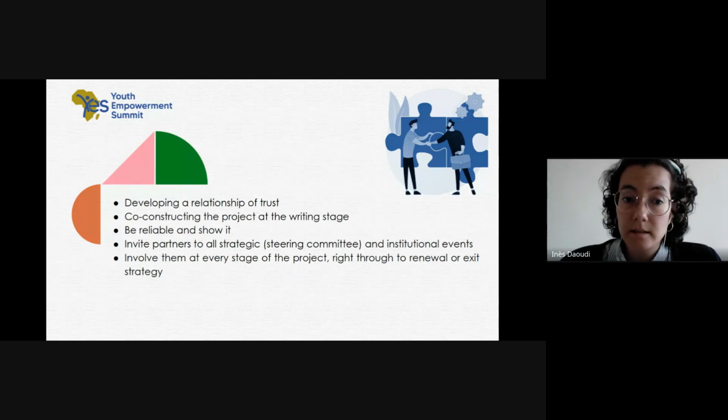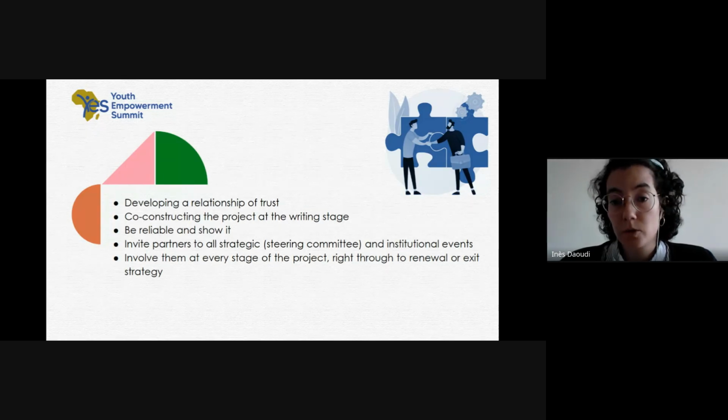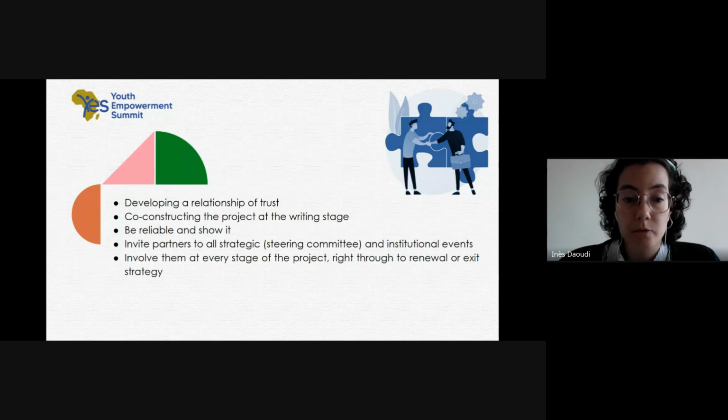Also, don't hesitate to share progress reports with them, regular reports. It doesn't have to be only one report at the end of the year or twice a year. If you have regular reports, you can also share them with your donor, to organize follow-up meetings, set up a steering committee. So all of this, in a nutshell, you need to ensure regular communication.